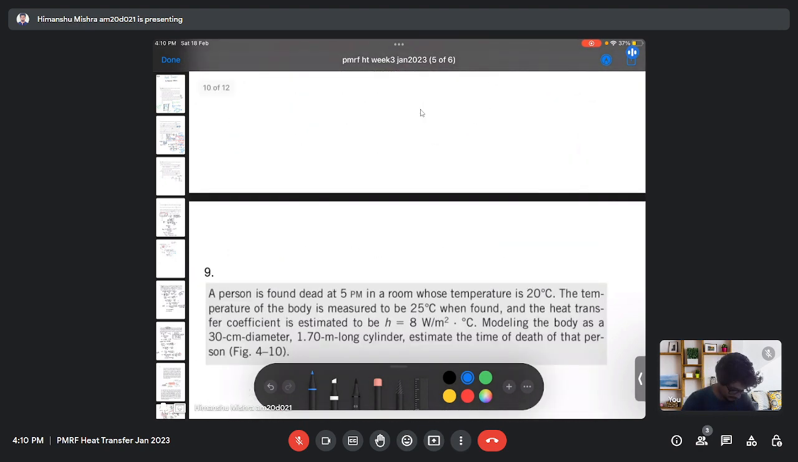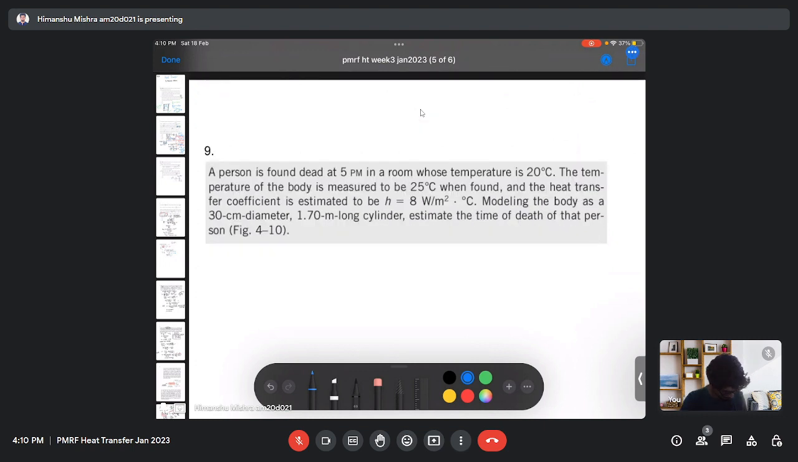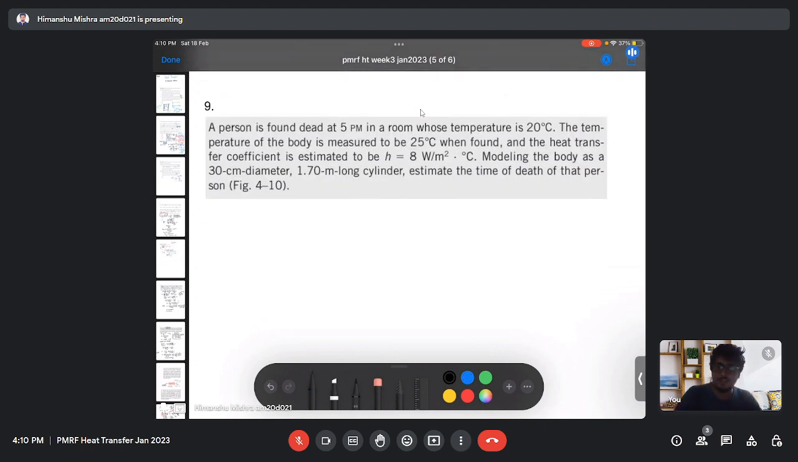So let's move to the next question. A person is found dead at 5 p.m. in a room whose temperature is 20 degrees Celsius. The temperature of the body is measured to be 25 degrees Celsius when found, and the heat transfer coefficient is estimated to be 8 watt per meter square Celsius. Modeling the body as a 30 centimeter diameter, 1.7 meter long cylinder, estimate the time of death of that person.